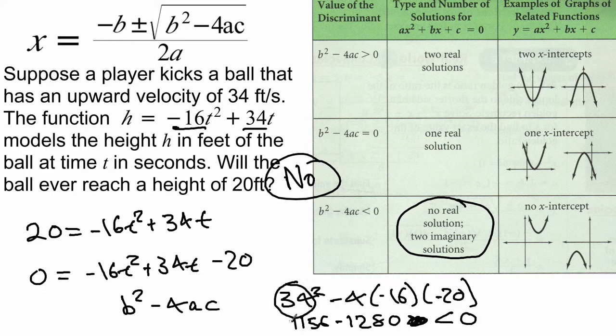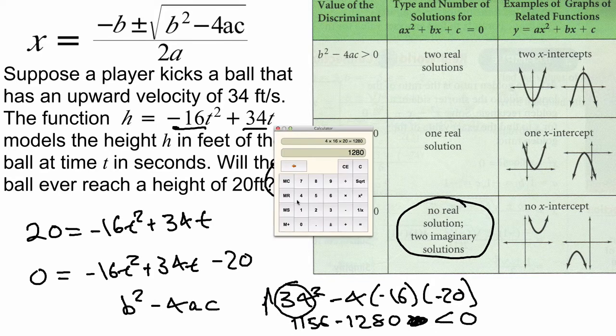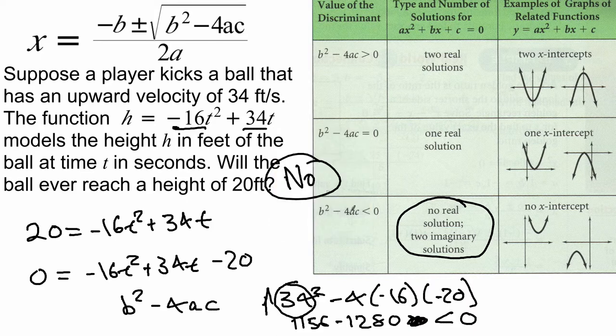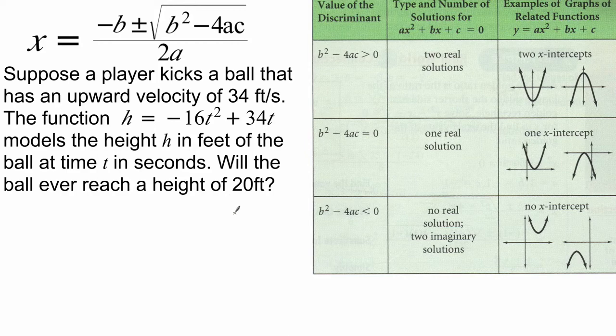This b value would have to be bigger. If I had kicked it at 40 feet per second, then it would have been hard enough, because 40 squared is 1600, which is bigger than 1280. So it would have overcome gravity enough to go 20 feet high. All right, so that's one example of where you might use the discriminant. And that's all for this lesson.